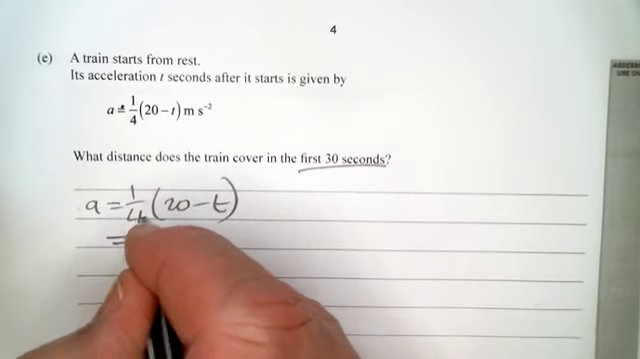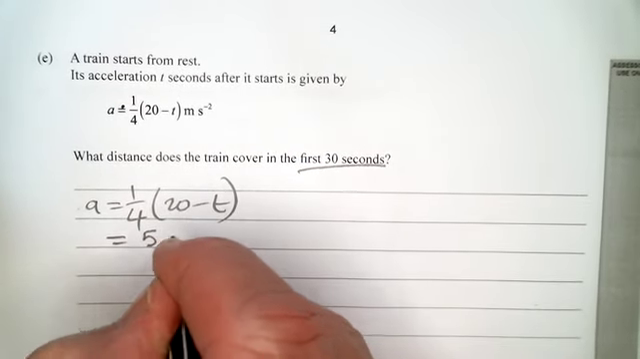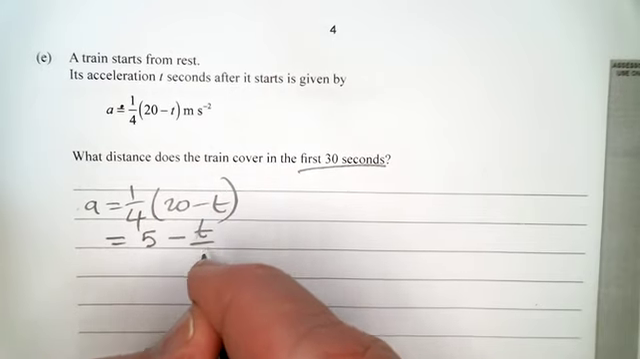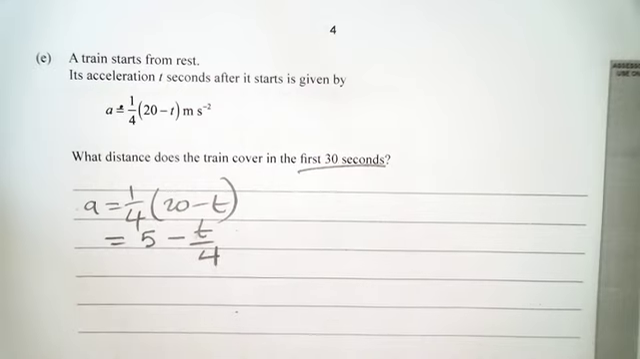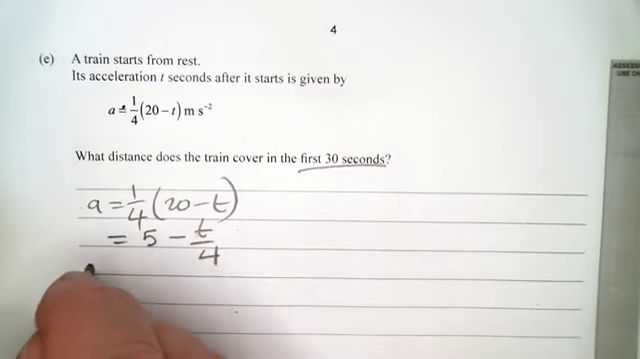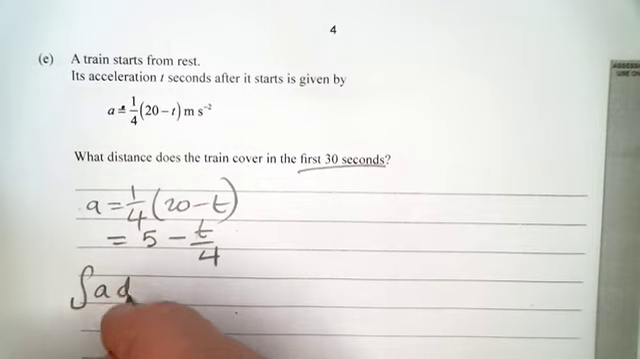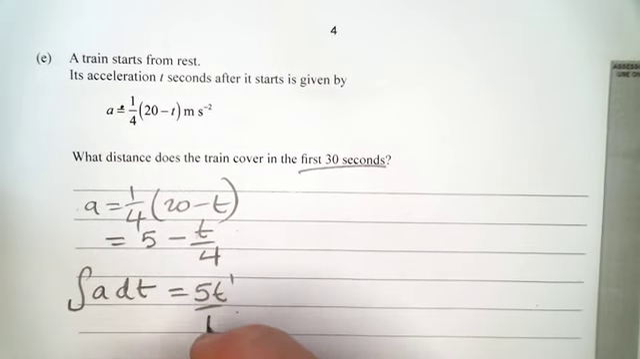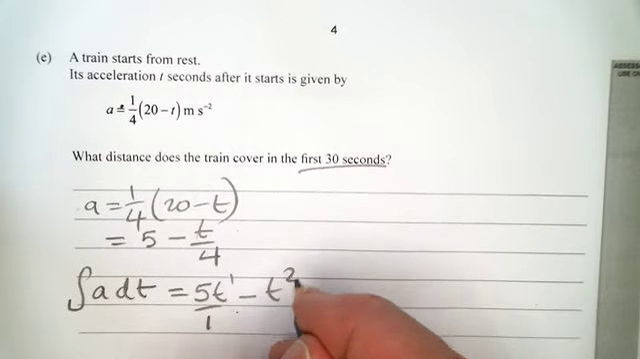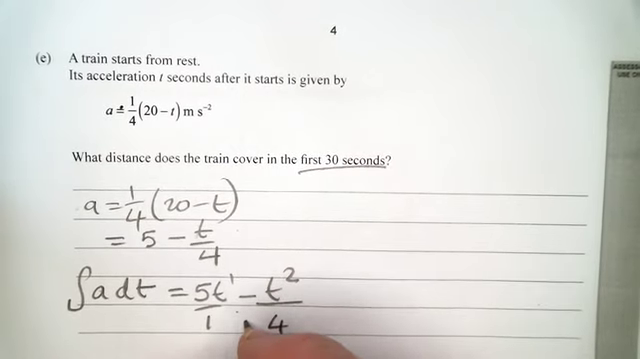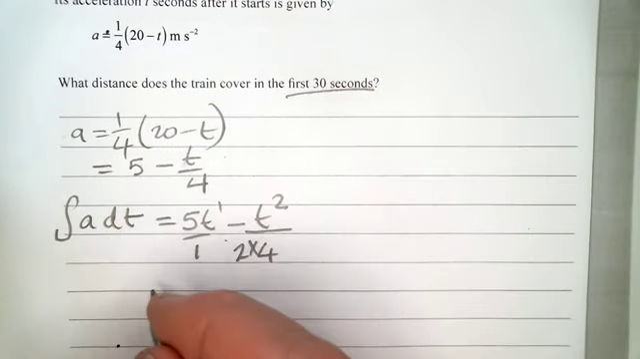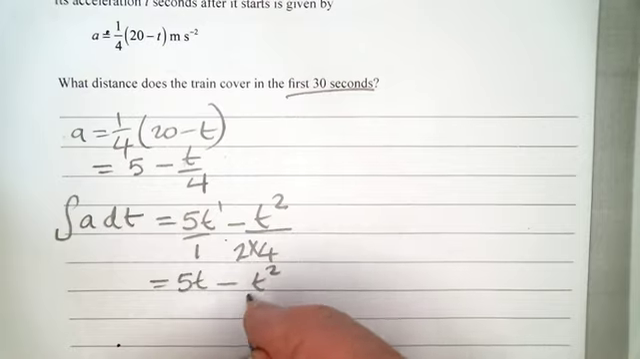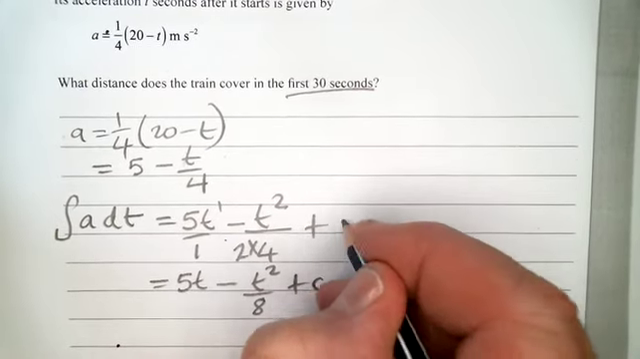So that's equal to 1/4 of 20 is 5, and 1/4 of t is just t on 4. There it is, and that's the acceleration. So we want to find the integral of the acceleration with respect to time. We're going to increase the power by 1 and divide by the new power. So that is equal to 5t minus t squared on 8 plus c.